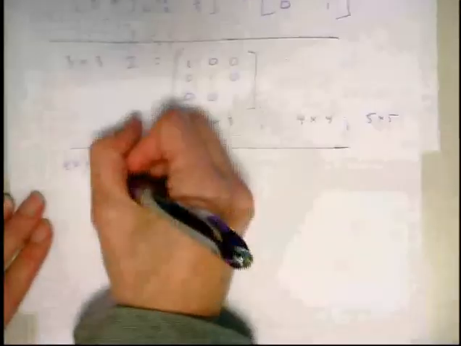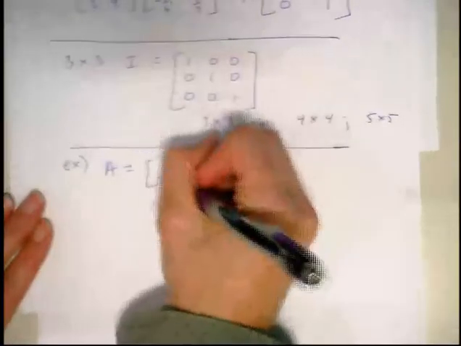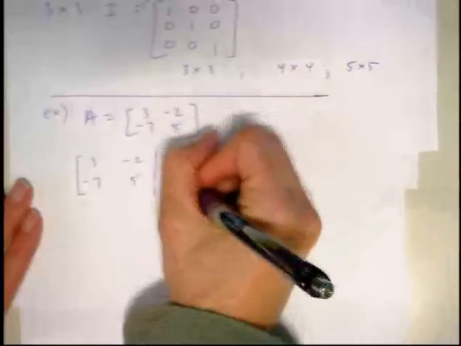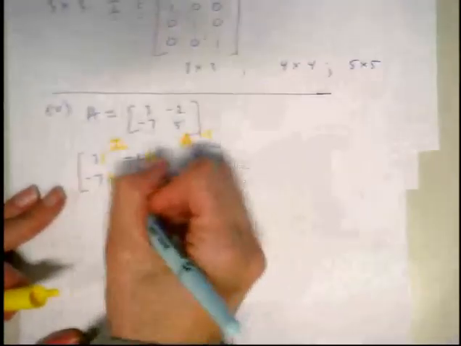Let's do one more. I want to find A inverse. A is 3, -2, -7, 5. If I'm finding A inverse, I want to augment matrix A with the identity matrix, 1, 0, 0, 1. My goal is to get the identity matrix on this side, and then I will be left with A inverse on the other side. So my goal is to get 1s down the diagonal and 0s in the other places.